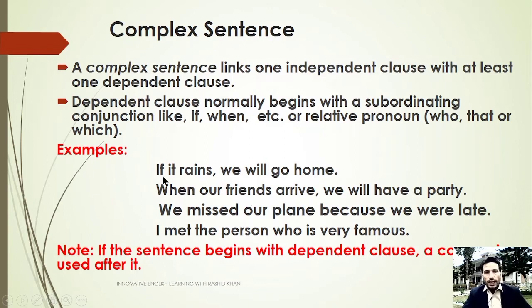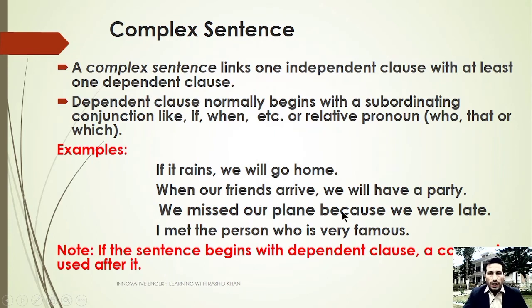For example, if it rains, we have a dependent clause. If is the subordinating conjunction, it is the subject, and rains is the verb. We will go home, that is an independent clause. So when we join both these clauses in one sentence, such a sentence is called a complex sentence. When our friends arrive, we will have a party. Again, we have two clauses. This one is a dependent clause and this one is independent, and both make a complex sentence.